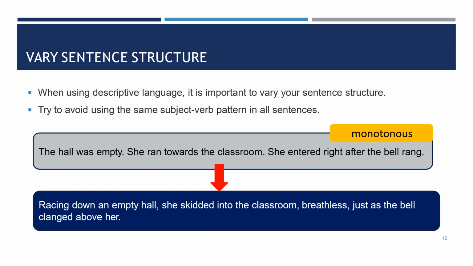This is the example of monotonous sentences. The hall was empty. She ran towards the classroom. She entered right after the bell rang. And then we change it into varied sentence structure. Racing down an empty hall, she skated into the classroom, breathless, just as the bell clanged above her. So it is more varied in sentence structure.